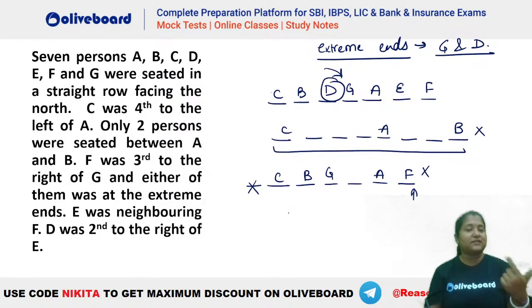So we will have to check that also, because when we have considered your F at the extreme end, we are not having this D, right? D has to be second to the right of E, but that is not happening here, isn't it? So let's take the other case.